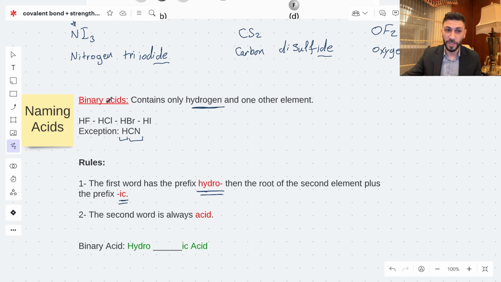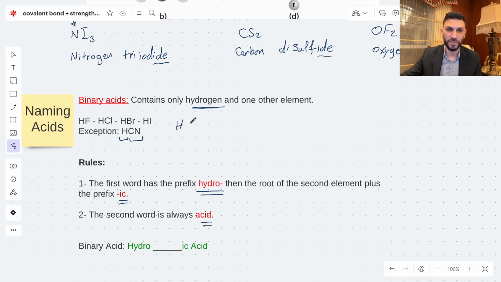So basically the binary acids consist of 2 words. The first word is hydro, and then the root of the second element plus IC, and then we add the word acid. So the rule for the binary acid is hydro, the root of the second element, IC, and then acid. Let's have an example.